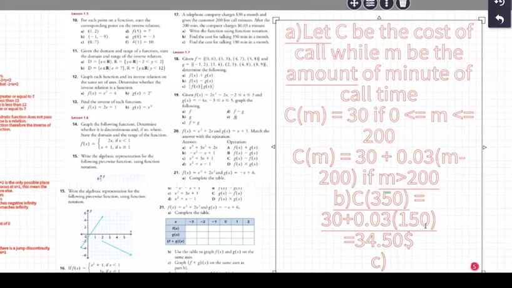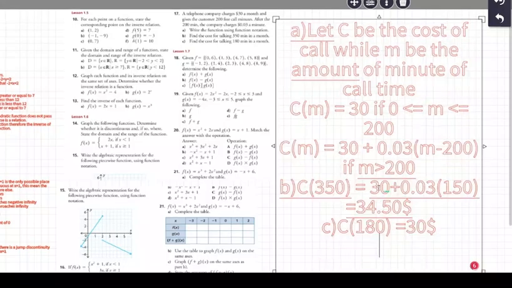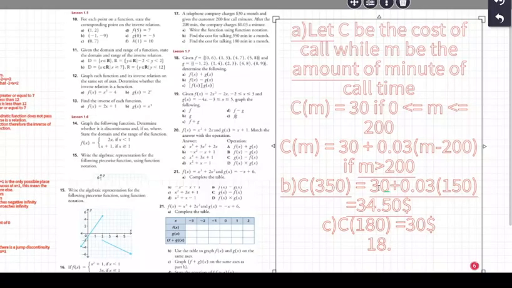For C, we see the cost of talking 180 minutes a month. Because it qualifies for the first bracket, C of 180 is simply equal to $30. Okay, let's move on to question 18. So this is less than 1.7 as well.